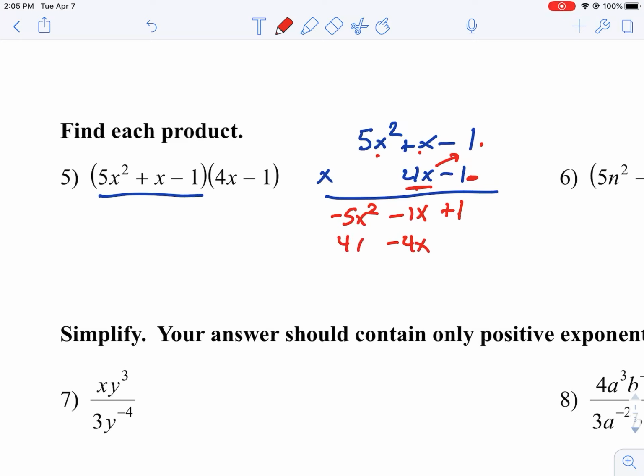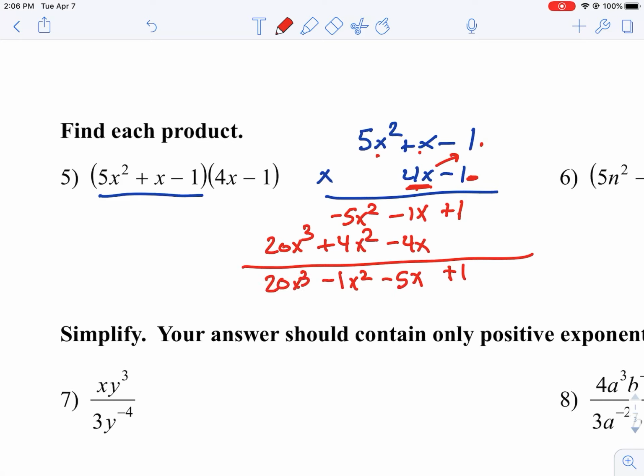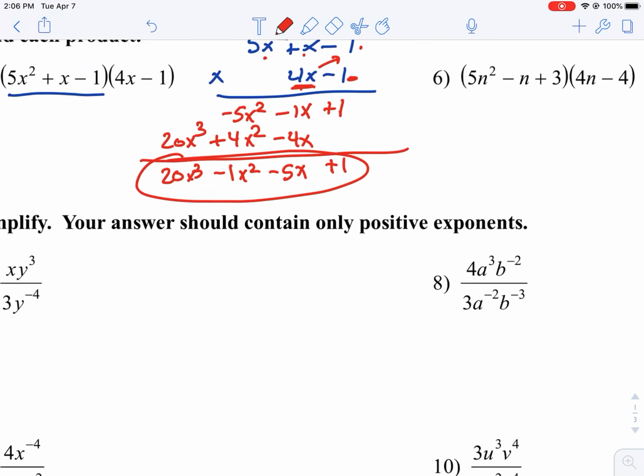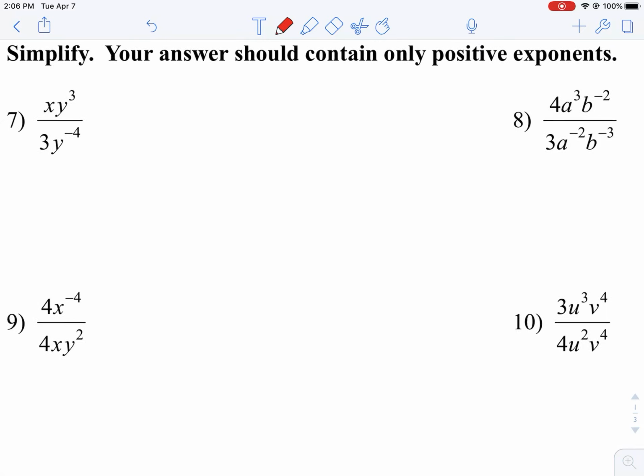Positive 4 times positive 4x times x is a positive 4x squared. And then 4x times 5x squared is 20x to the third. And then add straight down. We have a positive 1, negative 1x plus a negative 4x, negative 5x. Negative 5x squared plus 4x squared is a negative 1x squared. If you don't put that 1 on there, that's okay. And then there's no x to the third, so we just bring that down, 20x to the third, and that's our answer. Okay? I'll let you do number 6.